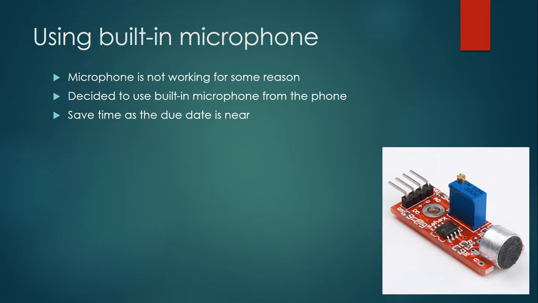And also the other reason is that I want to save time, as the due date for this project is very near. However, using the phone's microphone has some disadvantages compared with the external microphone. One of the disadvantages is the user needs to put the phone nearby. While using the external microphone built inside the strap, the user will have more flexibility.